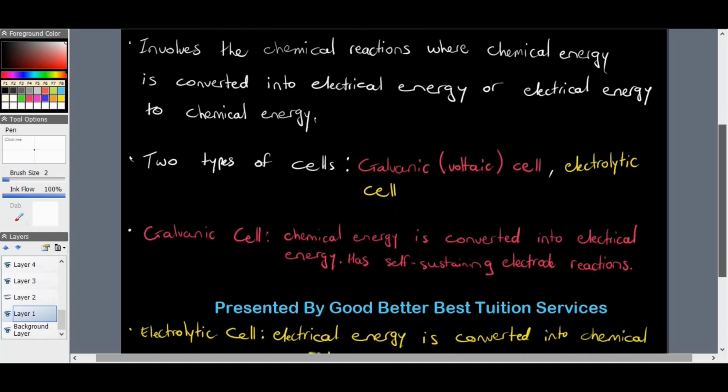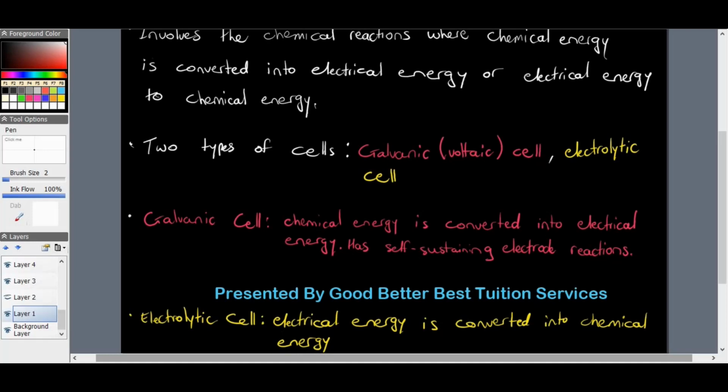If I scroll just a little bit down, unfortunately I could only fit the electrolytic cell underneath the little slogan here. Doesn't matter. The electrolytic cell is the opposite of the galvanic cell. This is a cell that converts electrical energy into chemical energy. That is the main difference between the two in terms of functionality and the purpose that they serve, but there are some notable physical differences that we can see with the naked eye, so we can tell which one is which.